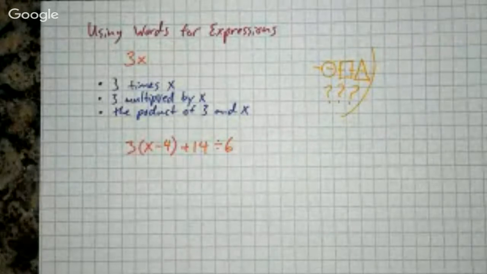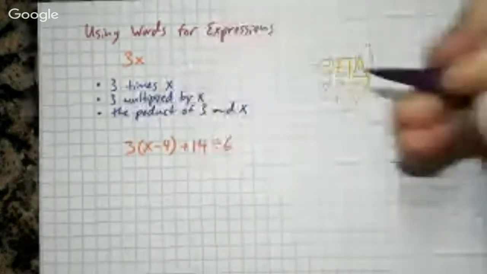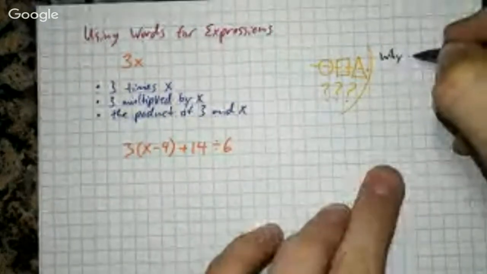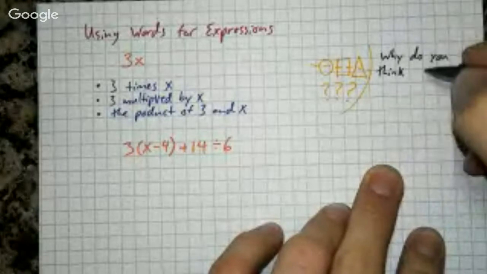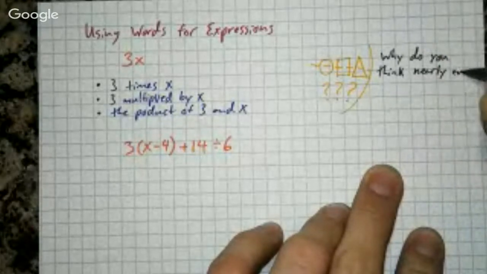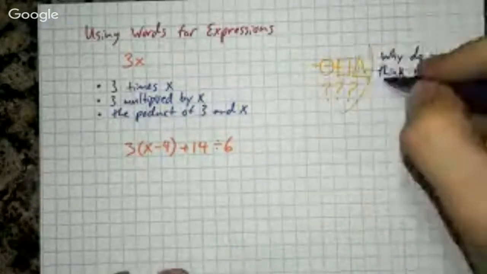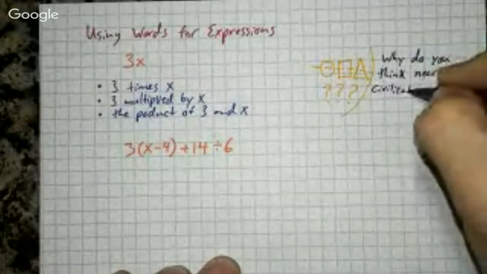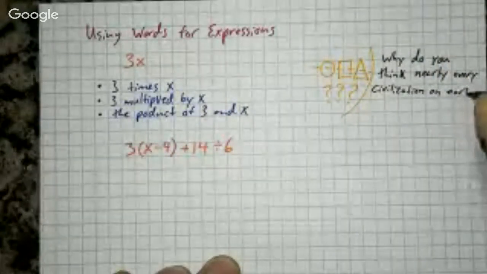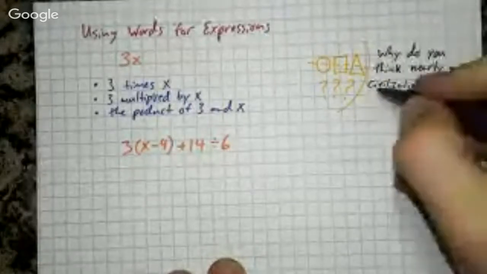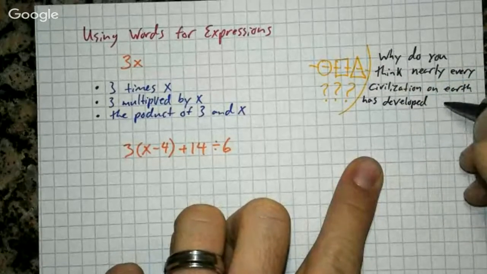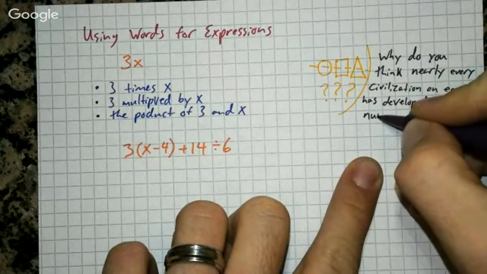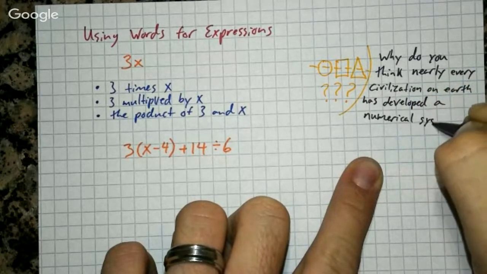So with these 2 things, I want to ask one question. Based on what we're just talking about right here, why do you think nearly every civilization on Earth has developed a numerical system?